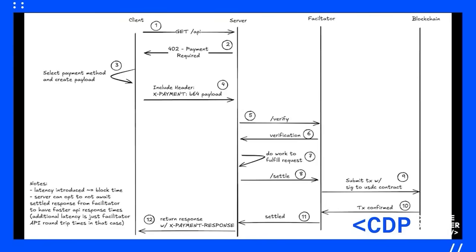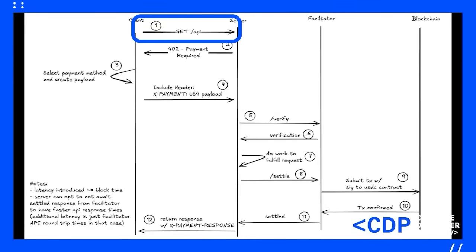Maybe we can actually just walk through the flow here of what that looks like. Walk us through it. You see the client, you see the server. There's this thing called a facilitator and there's a blockchain. Tell us, client wants to pay the server. How does it work? This is kind of the typical x402 flow.